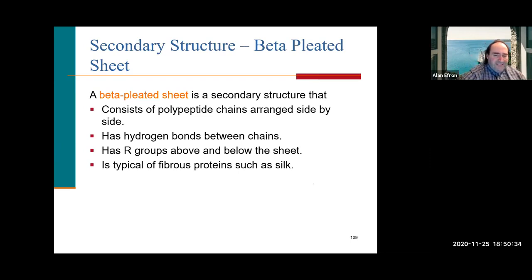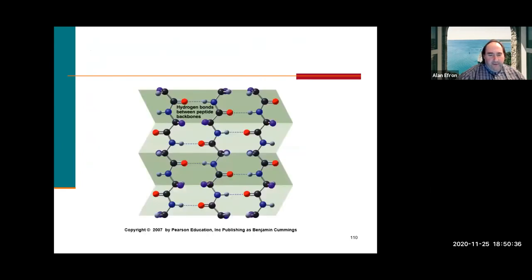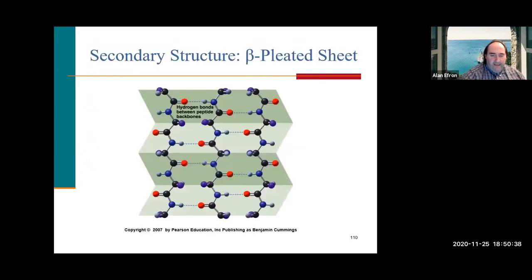And that's what we see in silk, for example. And here's an example of that. Again, this side to side hydrogen bonding between the oxygen of the carbon oxygen double bond and the hydrogen of the nitrogen bond, this side by side, gives a more pleated structure than a coiled structure that we see.